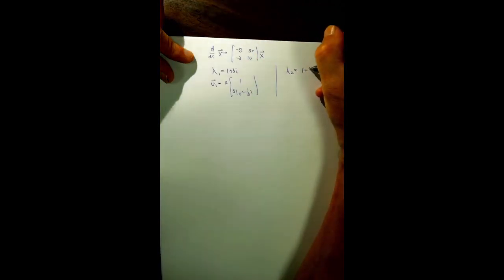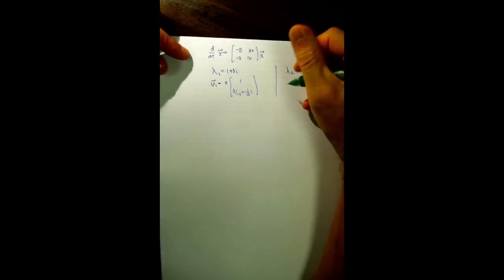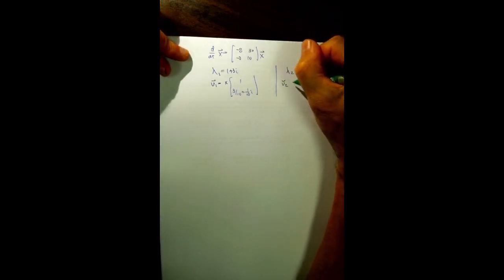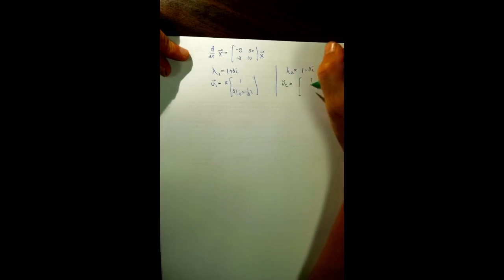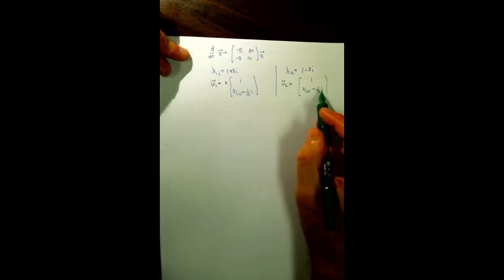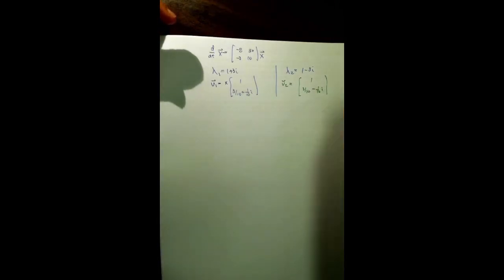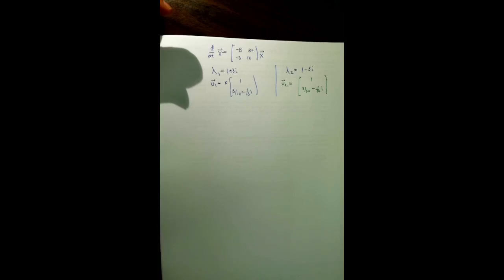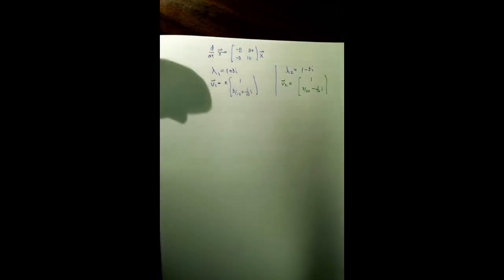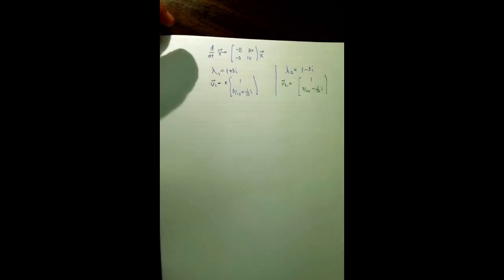Lambda 2 is 1 minus 3i. I'm not going to go through and find v2. But if you were to do that, and you should do this and be able to show me this, you can get exactly the same thing, but the imaginary part is going to be off by a negative sign, and that should happen every time because we started off with a real number matrix. If that's not the case, you did something terribly wrong.